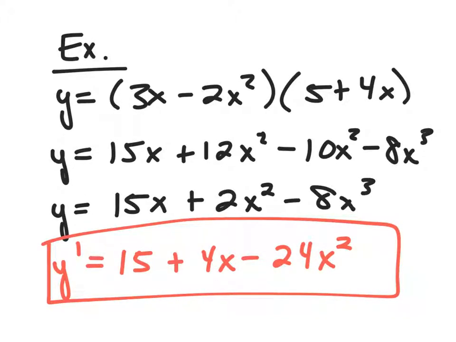Now you might ask, why would we need a rule if I can always FOIL and then use the power rule after that? We'll actually discuss that momentarily. Let me first show you what the product rule actually does. With the product rule, I am taking the derivative of two functions being multiplied together. So I'm going to write that as f of x times g of x.